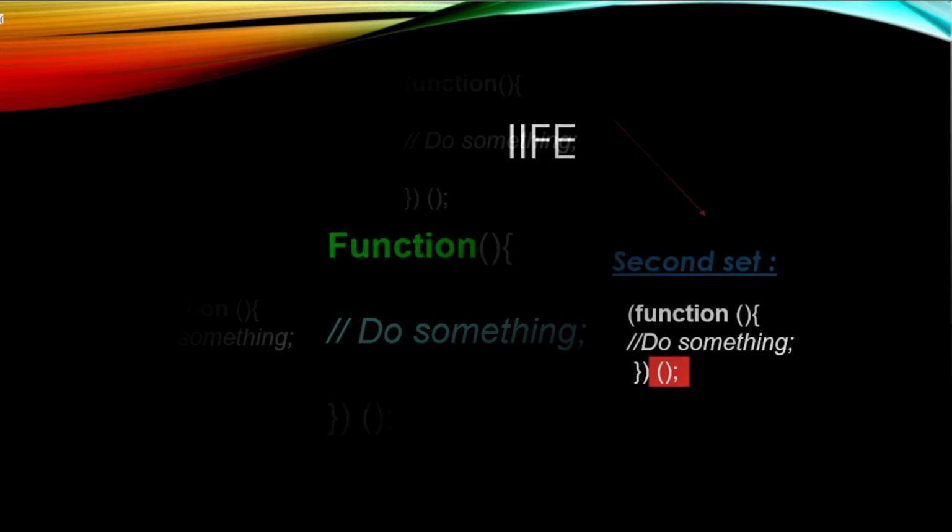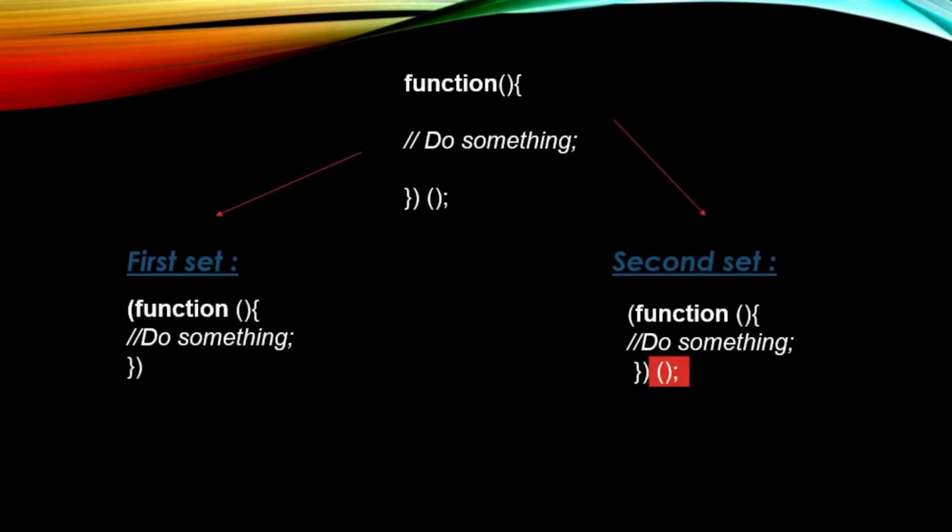While executing JavaScript code, whenever the compiler sees the word function, it assumes that we are declaring a function in the code. Therefore, if we do not use the first set of parentheses, the compiler throws an error because it thinks that we are declaring a function. And by the syntax, a function declaration should always have a name.